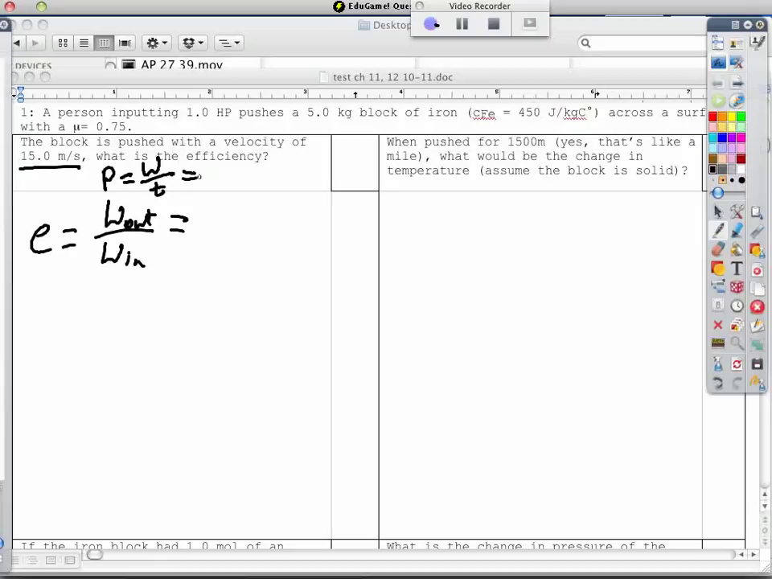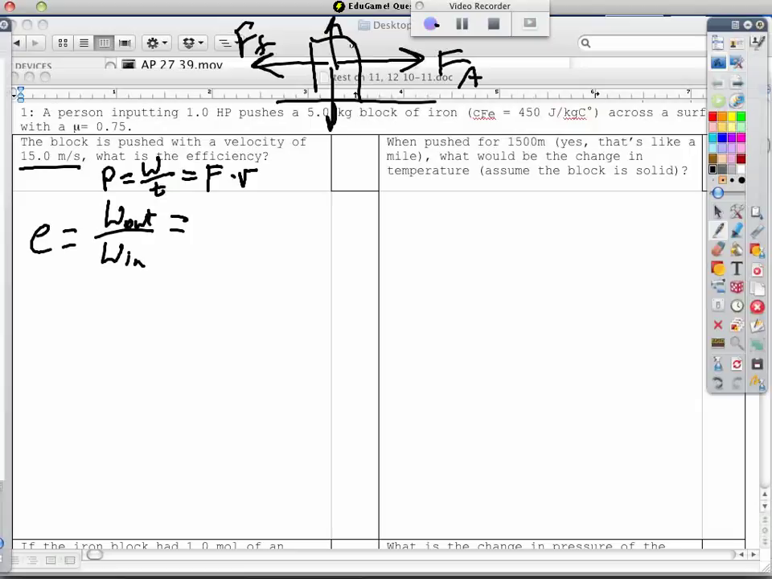Work over time, which equals force times velocity. So power is force times velocity. So if I can find the amount of force that was applied on this block, I'm good. Can you calculate the amount of force that is applied on a block on a horizontal surface that's being pushed? Yeah, absolutely. Because why wouldn't this move? Friction. Why is it moving? Applied force. You do this and you get FA equals FF.